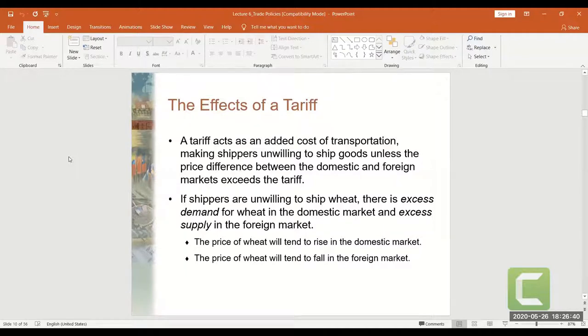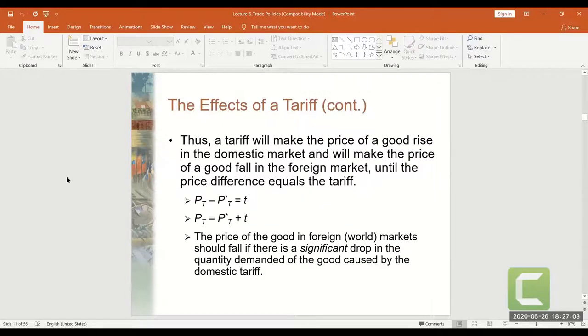Then if you think that there will be excess import and for some reason you want to restrict it, you can artificially increase the price. So let's see. This is a clear context. So that's what will happen. It just increases the price in the domestic market until the price difference equals the tariff.